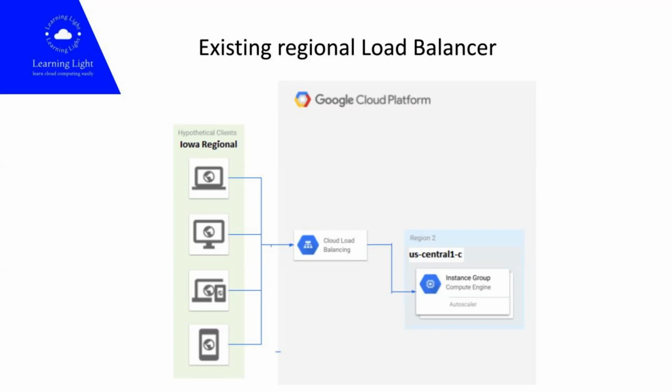Now, think, if our end users are coming from different continents, or due to some disaster the US Central 1C zone is not accessible, then how would our application be resilient and highly available? In the next slide, let's explore another architecture which can address this issue.